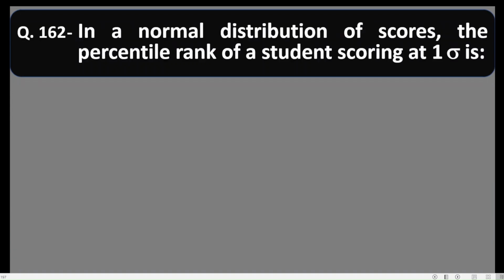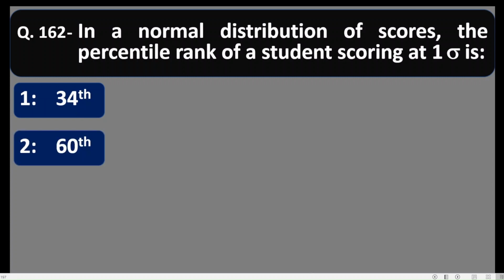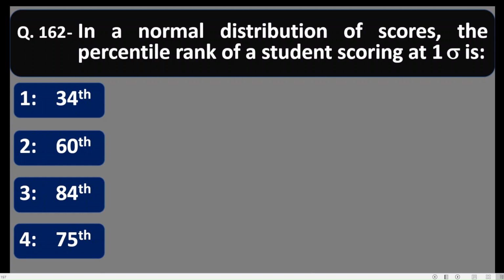Question 162. In a normal distribution of scores, the percentile rank of a student scoring at 1 sigma is, friends, here normal distribution is given and 1 sigma is given. The score of the student is at 1 sigma in the normal probability curve, and we have to find this percentile rank. Options are 34th, 60th, 84th, and 75th. The correct option is 84th.